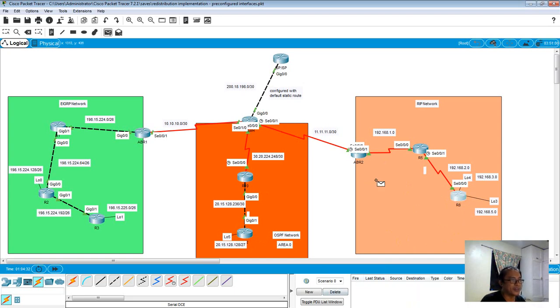Oops, okay, ping this one. Yes, it can ping, right? But this one, can it ping this one? Successful. So basically, the RIP was changed and became an OSPF already. An OSPF as seen by the EIGRP.